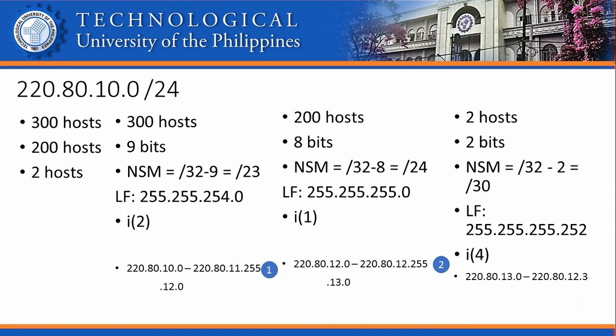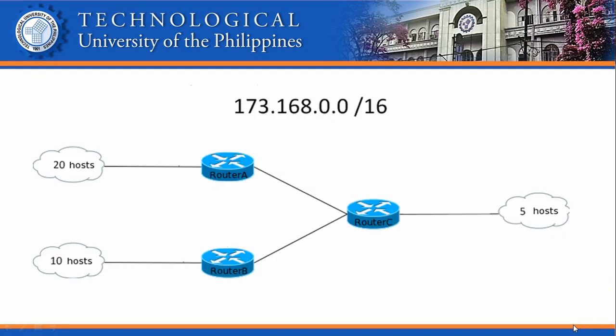And for the range, saan na tayo ulit mag-start? Ano na yung network address natin? Yung 220.80.13, no? Kasi doon tayo huling natapos. Kinuha natin yung range from 200 hosts. So, doon na tayo sa 0.13. Yun yung magiging network address natin. Now, for our broadcast address, magiging 220.80.12.3. And doon tayo matatapos sa 0.13.4. Okay? Just an increment of 4. Gets? Sige, proceed tayo sa susunod na example.